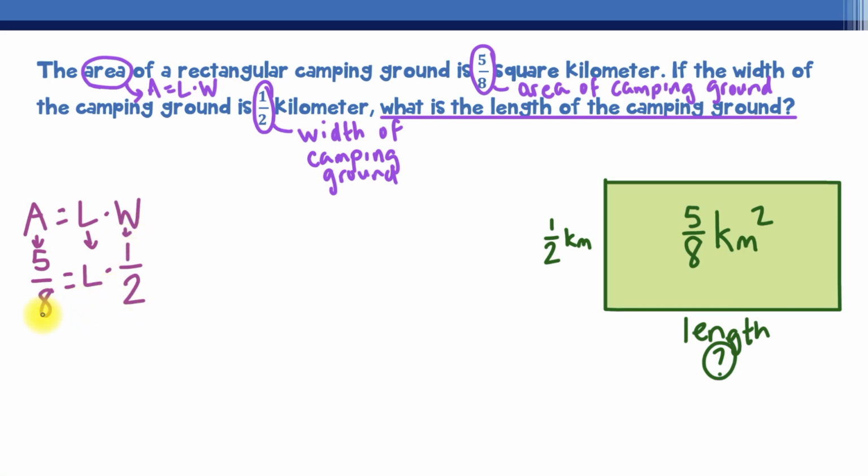So to find the area, we would have to multiply the length times the width. But since the length is missing, we're going to have to divide the area by the width to find the length. So the best thing to do is to divide both sides by the value we have. So let's divide this by 1/2, and then divide this side by 1/2. 1/2 divided by 1/2 gives you 1, and that's why they cancel, leaving us with the letter L by itself.